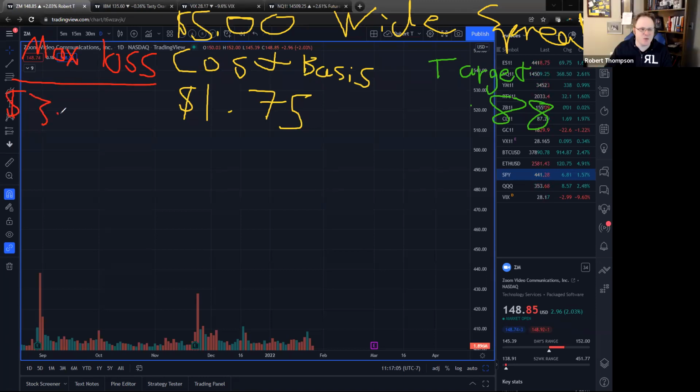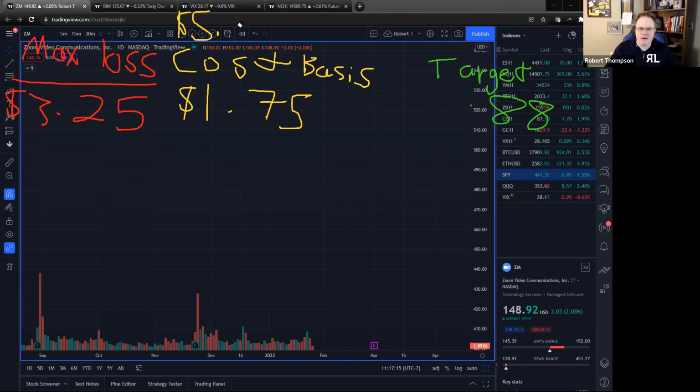So this is what the trade looks like when we fill it. All right, $5 wide spread. Let me change the color here just so it stands out a little bit more. Okay. $5 wide spread.